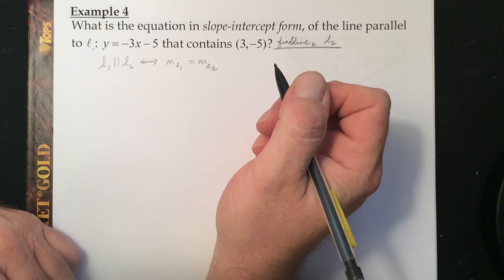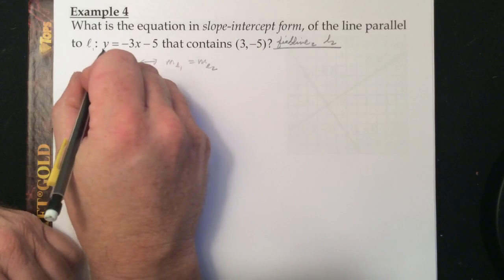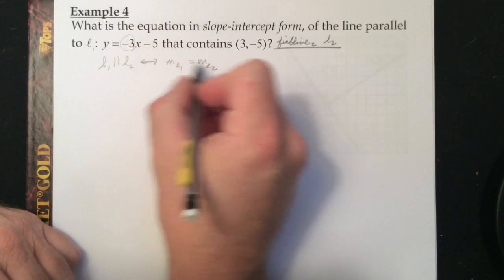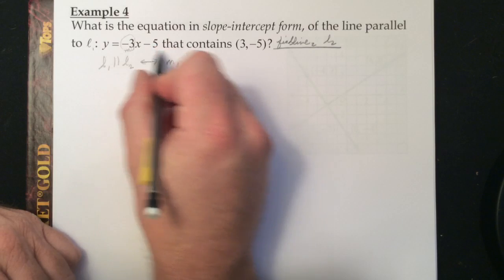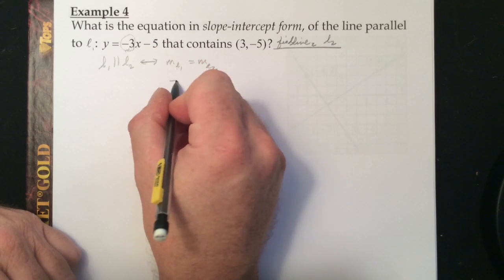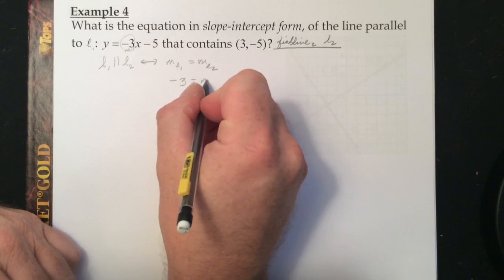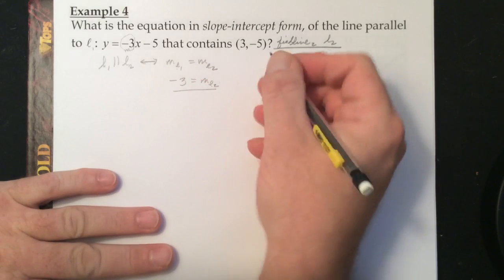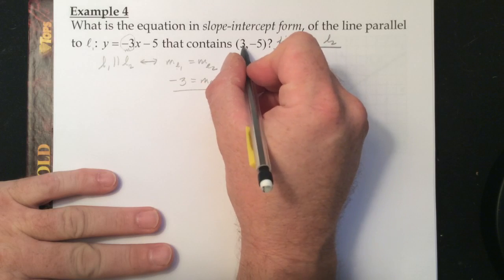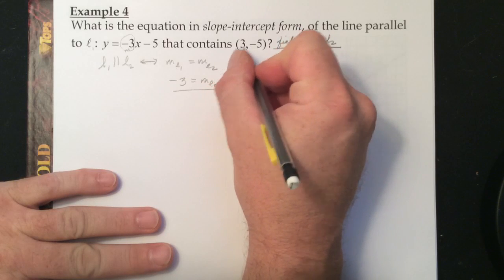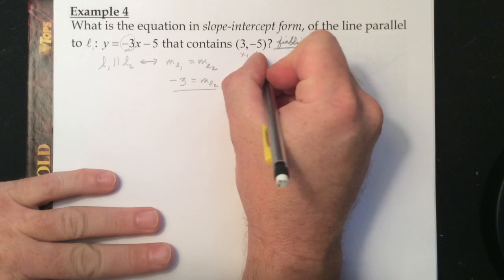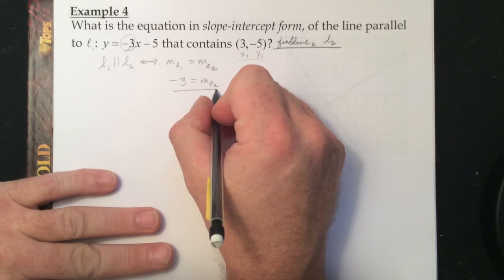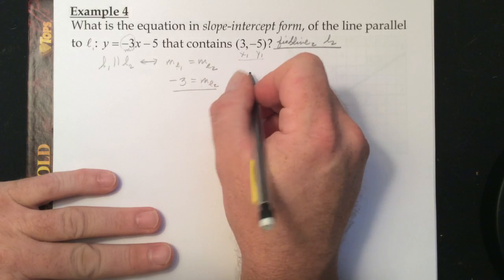Well, do we know the slope of line 1? Yes, we do. This is in slope-intercept form, so this has to be the slope of line 1. So substituting in the slope of line 1, right here, we have negative 3 equals the slope of line 2. In other words, the slope of line 2 has to also be negative 3. And then it has to go through this point. So this is our one point on our new line. So this would be x1 and this would be y1. Since we have a point on our new line, and since we have the slope of our new line, we use point-slope form.